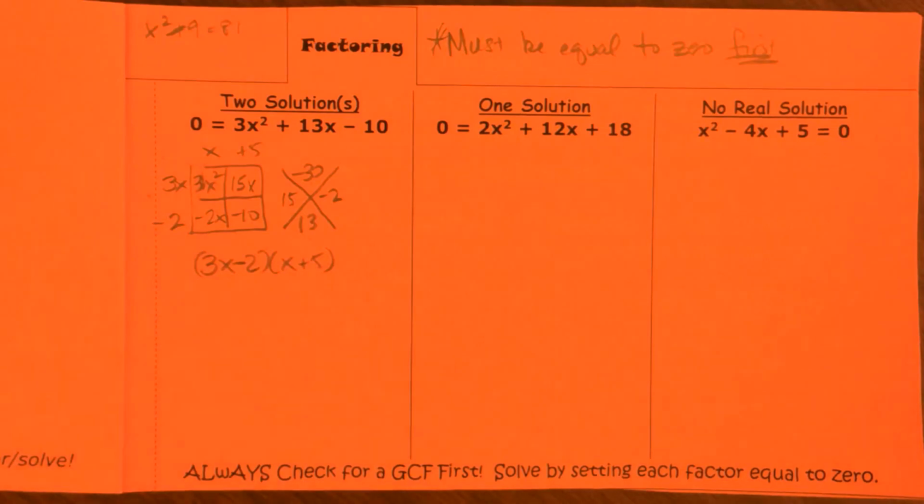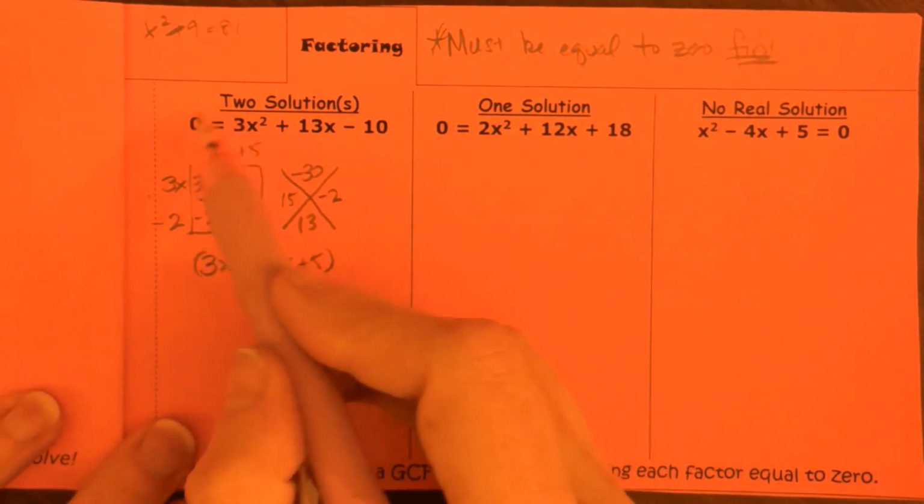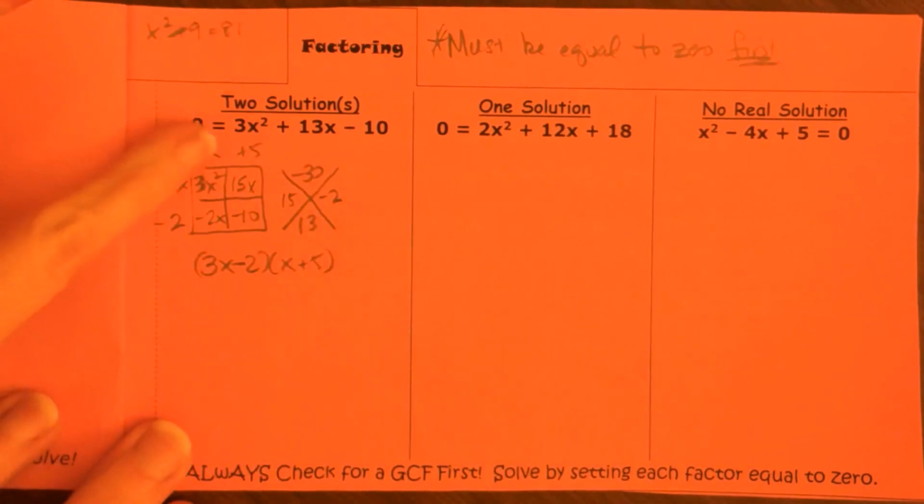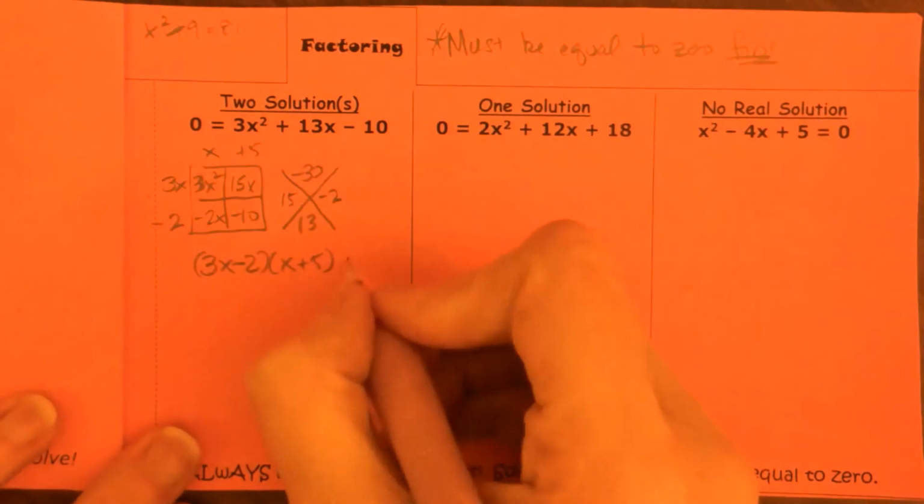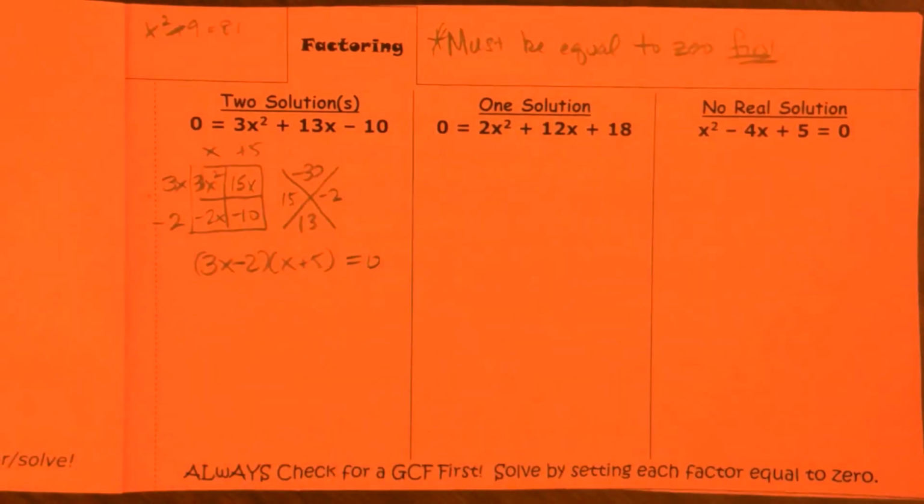Now, this is where it gets different, and this is the only thing that's different. Before, it wasn't set equal to anything. And now it is. So I keep it equal to 0. We have this thing called the zero product property. I'm going to take a quick little detour and talk about the zero product property.